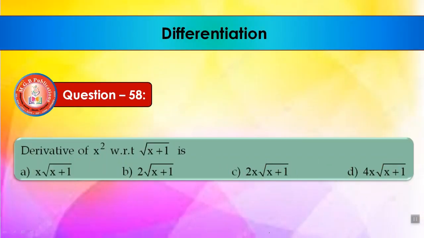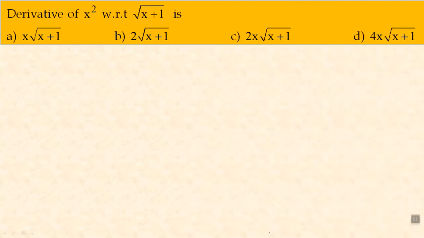Dear students, see the question number 58. Read the question and write it. The question is, derivative of x square with respect to square root of x plus 1 is, options are x into root of x plus 1, 2 into root of x plus 1, 2x into root of x plus 1, 4x into root of x plus 1.